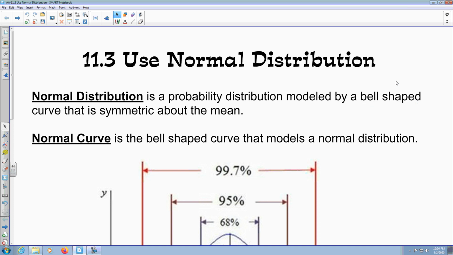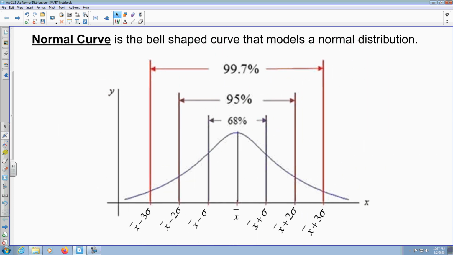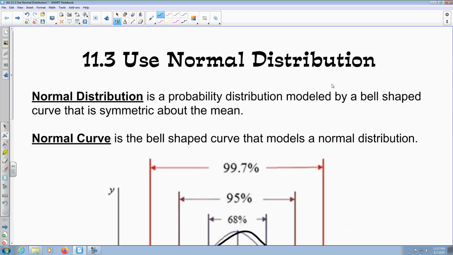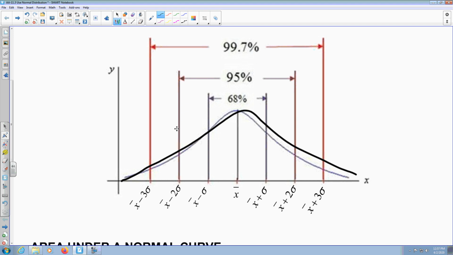All right, we're in section 11.3. We're going to use normal distribution. So normal distribution is, it says it's a probability distribution modeled by a bell curve, which is the bell curve right here, that is symmetrical about the mean. So the normal curve is the bell curve that models the normal distribution, which we have here.